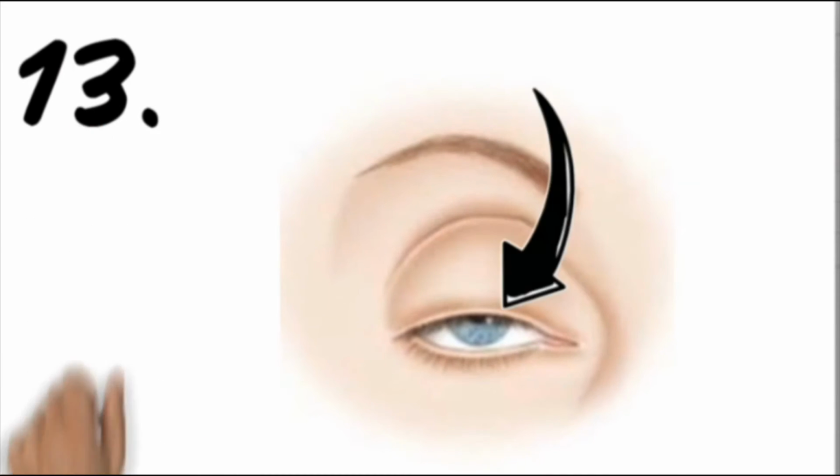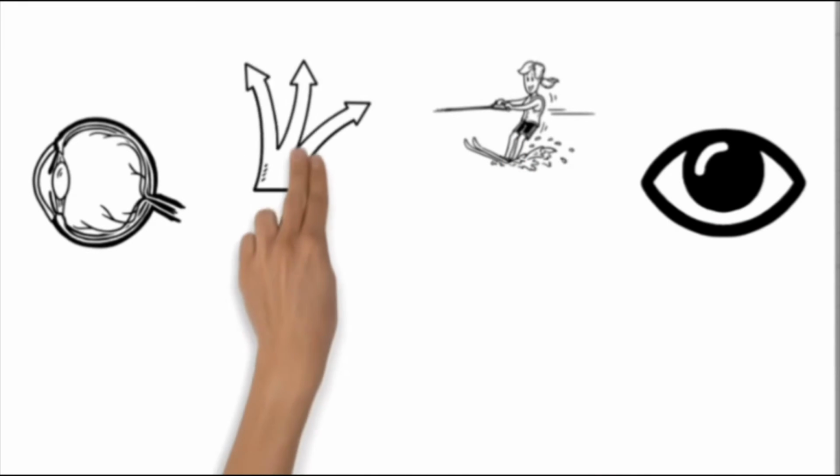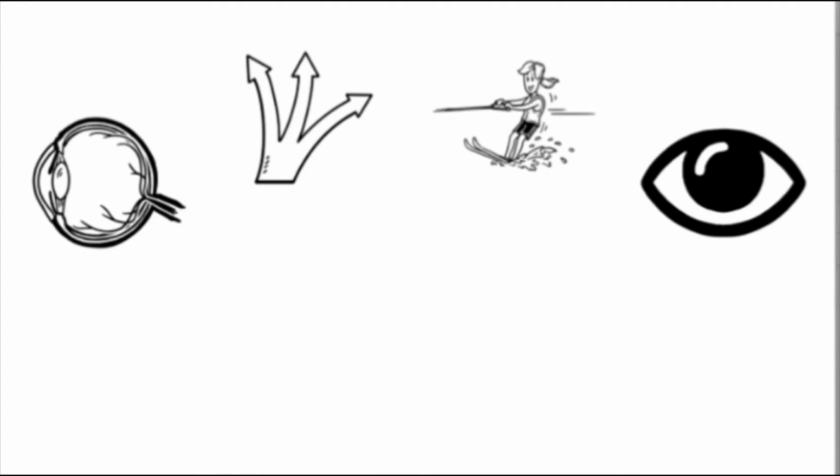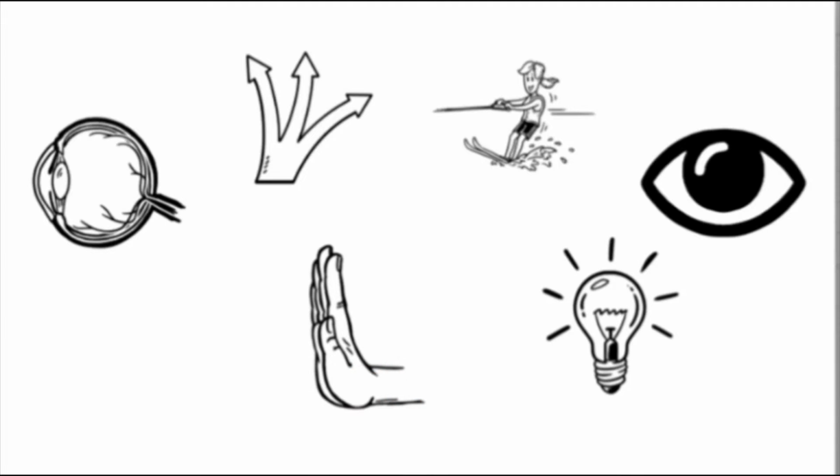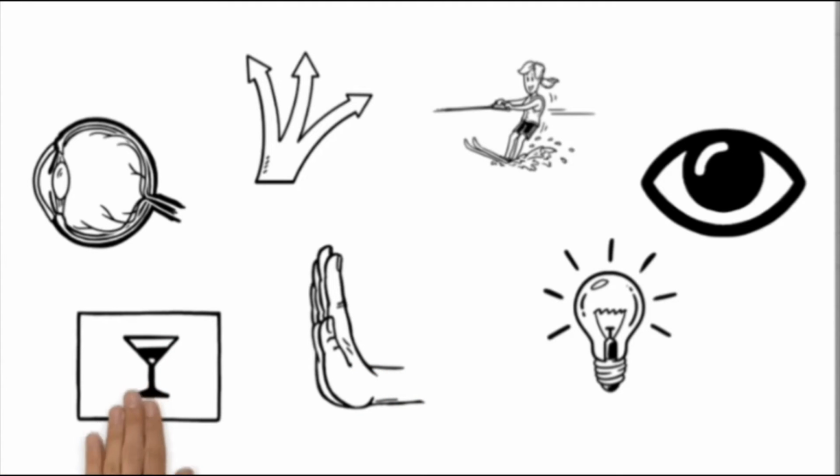Number 13. Eyelid. An eyelid is a thin fold of skin that covers and protects an eye. The main role of the eyelid is to protect the eye. It's vital that the surface of the eye, the cornea, remains constantly moist, so the eyelid is responsible for spreading the tear film evenly across the surface. When we sleep, the eyelids don't simply block out light, they keep the cornea from drying out.